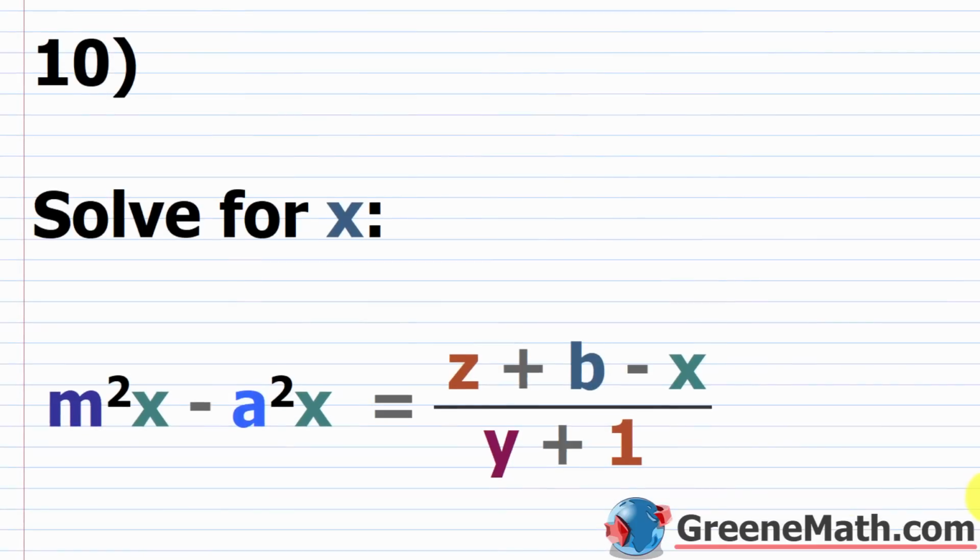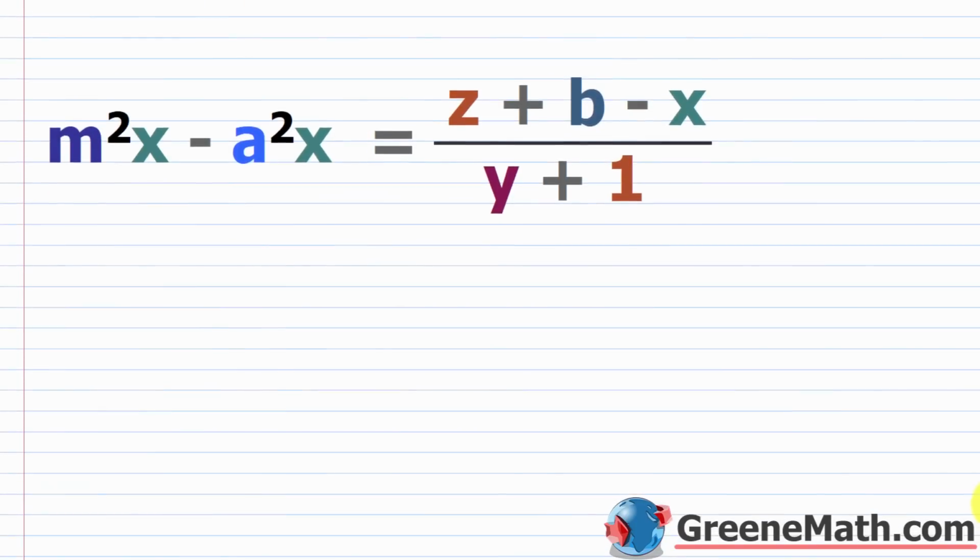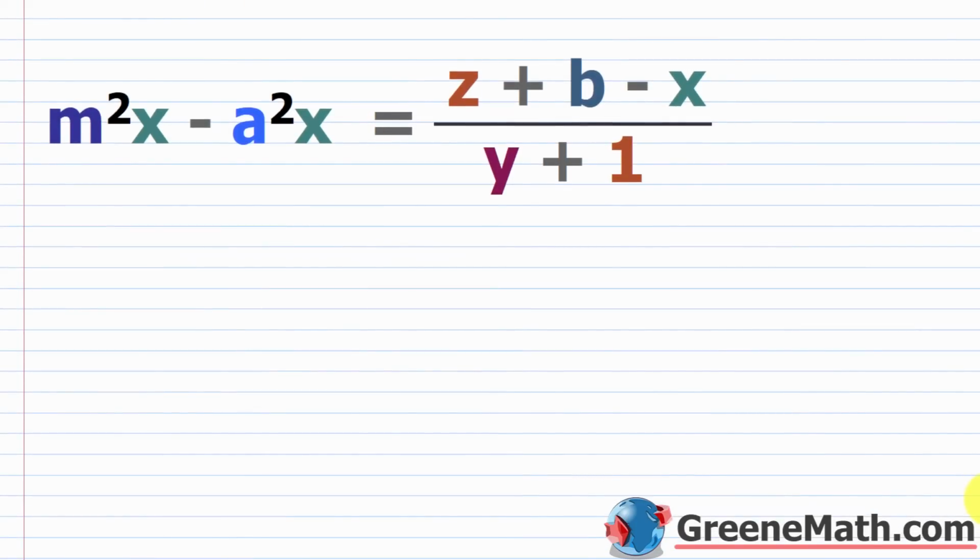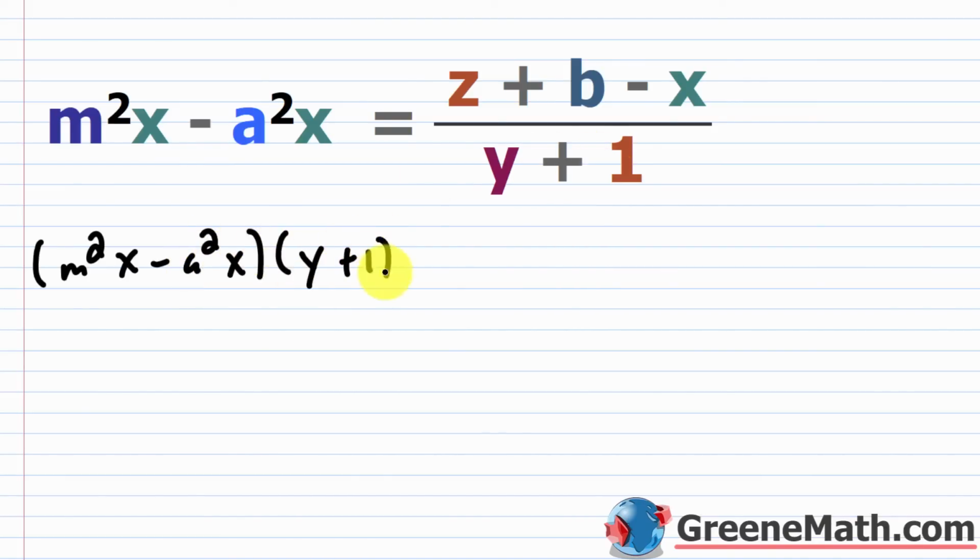All right, let's look at problem number 10. We're asked to solve for x. I'm just going to tell you in advance, this one's pretty tedious. So we have on the left this m squared x minus a squared x. So let me actually wrap this in parentheses. And what we're going to do, to clear this denominator, I'm going to multiply both sides by this quantity y plus 1. And this will be equal to, you'll have your z plus b minus x.